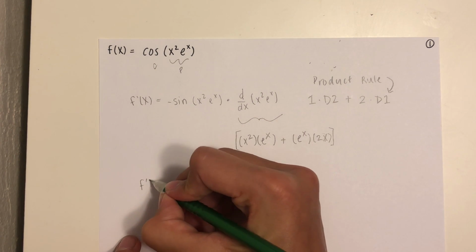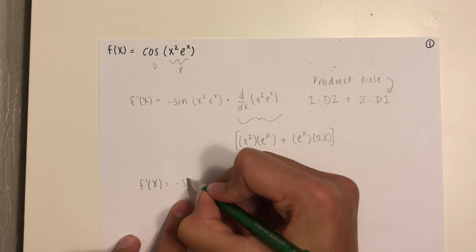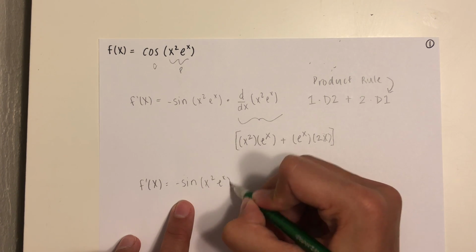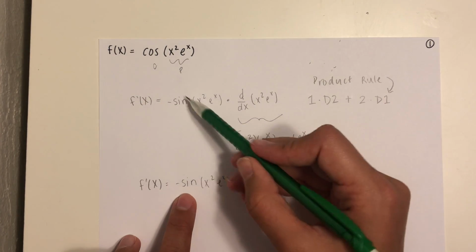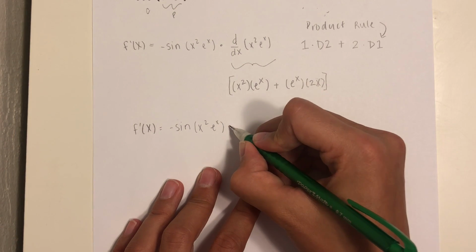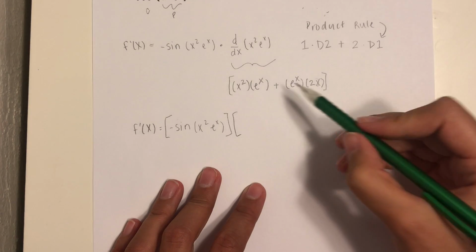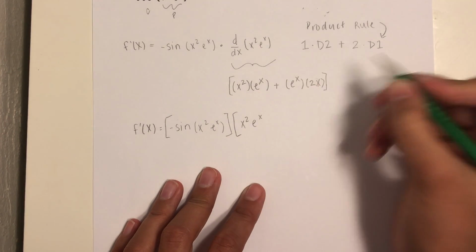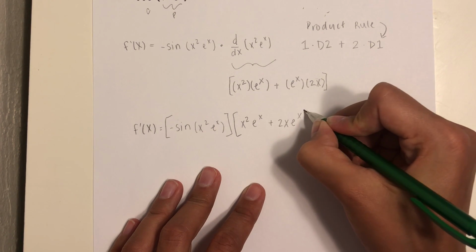So you go in and you plug in everything as it is. So again, the first part from up here is negative sine x squared e to the x, which is again exactly as it is up here because we just took the derivative of the outside part, so the cosine, and then you multiply it. So you can either write it like this, and then exactly as it is here. So x squared e to the x plus 2x e to the x.